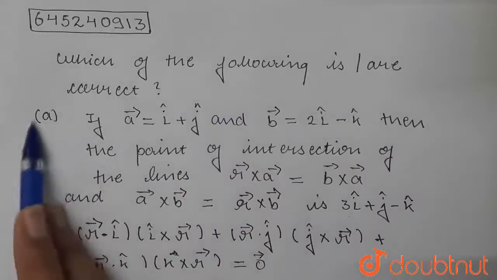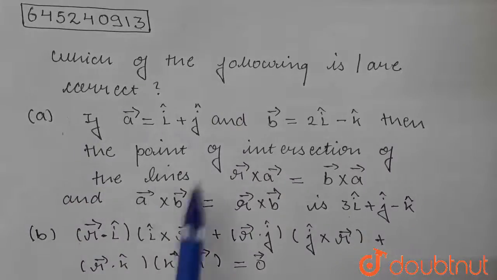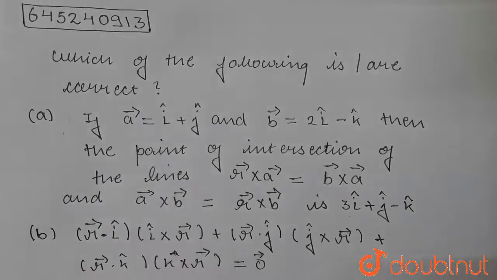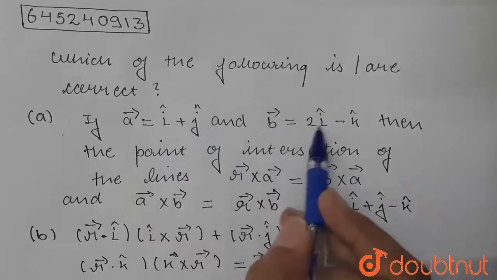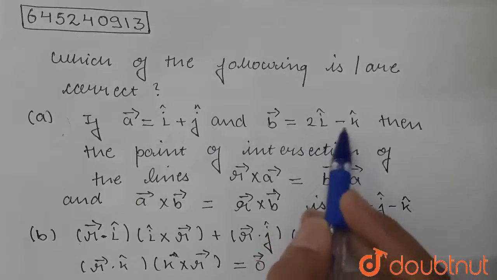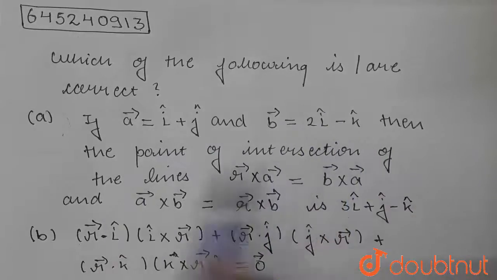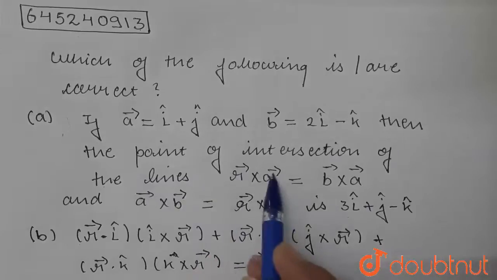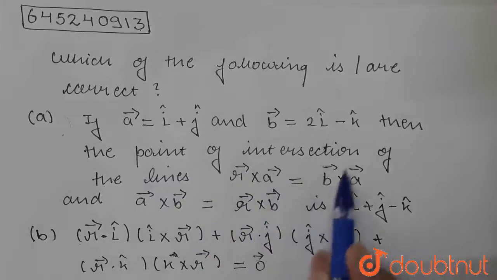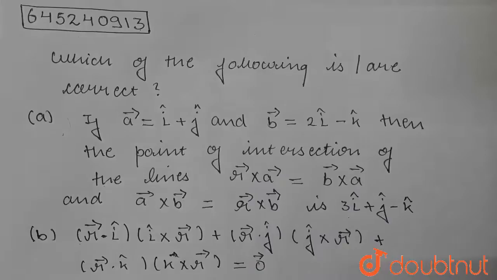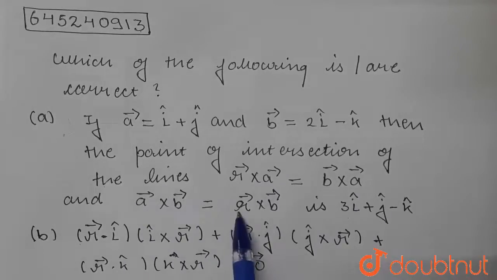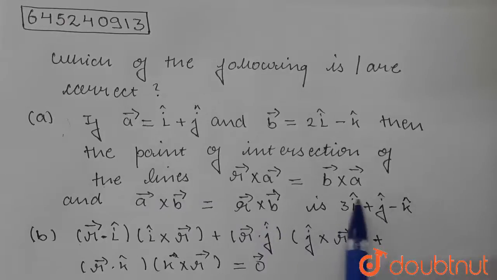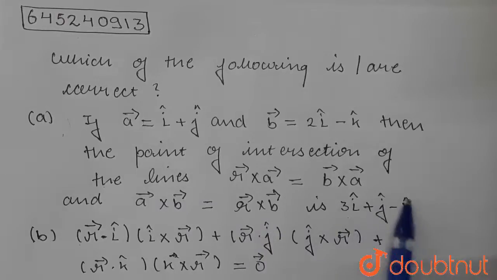Students, the question is: which of the following is/are correct, and we are having 4 options. So let us check one by one. I'm starting with the first option, that is, if A vector is equal to i cap plus j cap and B vector is equal to 2i cap minus k cap, then the point of intersection of the lines r cross A vector equal to B vector cross A vector and A vector cross B vector equal to r vector cross B vector is 3i cap plus j cap minus k cap.